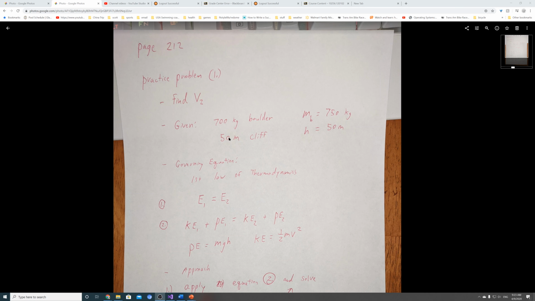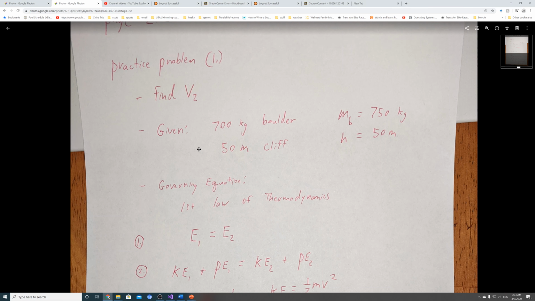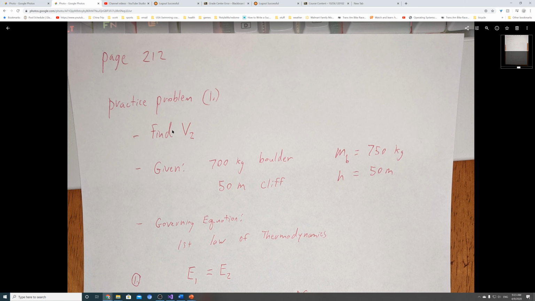So here we are with the problem. We're looking for v2. I'll define v1 as our initial velocity, and v2 as our final velocity, the velocity we care about determining. We have a boulder that's 700 kilograms. I'll say mb will be the mass of that boulder, and h is the height of our cliff. So that's what's given.